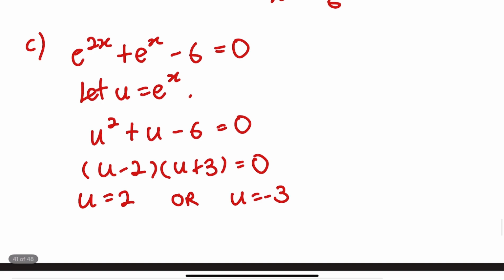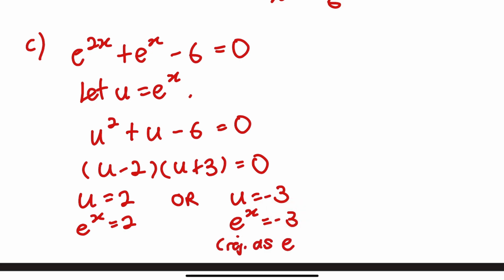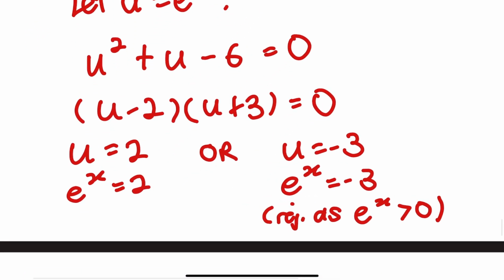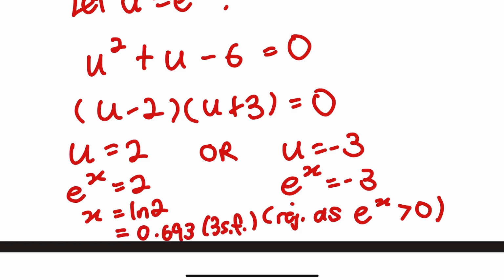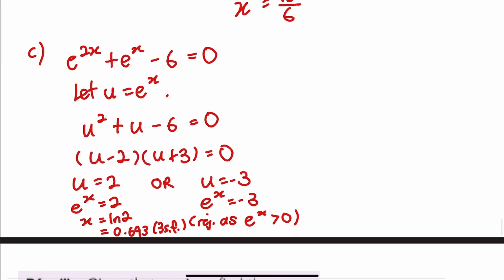When u equals 2, this means that e to the power x is equal to 2, or e to the power x is equal to negative 3. And when I see any exponential function e to the power x equal to a negative number, I reject it straight away, as e to the power x is strictly positive. So if e to the power x is equal to 2, this means that x is equal to ln 2 if I take ln on both sides. Therefore, rounded off to 3 significant figures, it is simply 0.693. And this is your answer to part C.